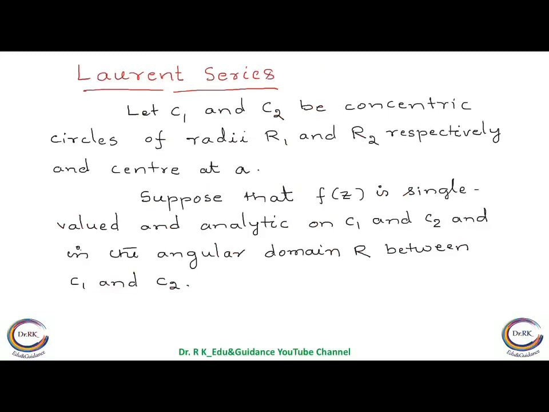Okay. Next is Laurent series. So let C1 and C2 be concentric circles of radius R1 and R2 at center A. The two concentric circles we know, right? Two circles which are concentric, right? So where the center is A with radius R1, radius R2, right? Okay.